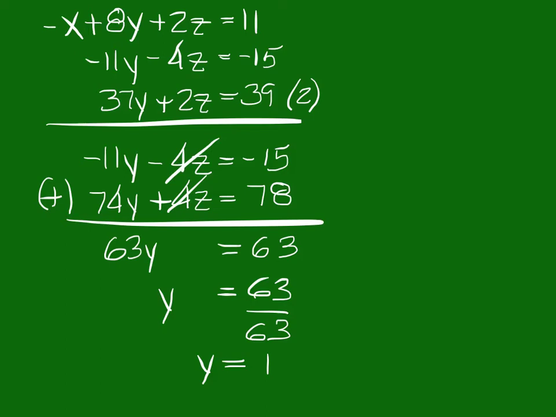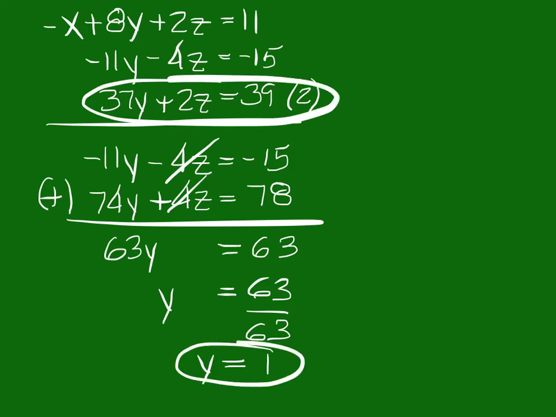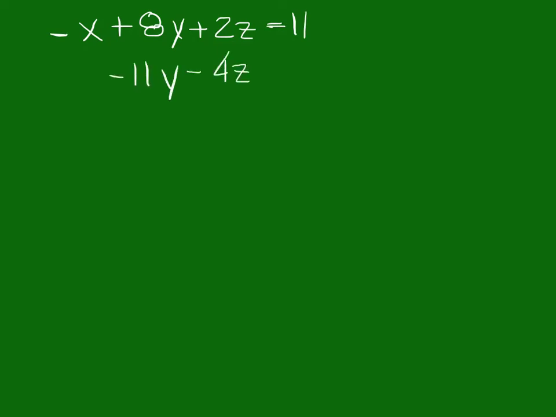And once you have that, you can now go back and knock out this one and replace it with y equals 1. And that's what we'll do over on the other side, and then start solving backwards to get the answer. So what you should have left over is negative x plus 8y plus 2z equals 11. And then the middle equation is negative 11y minus 4z equals negative 15. And we just found y to be equal to 1. So there's the wedge formation that we need, and we can start solving backwards.